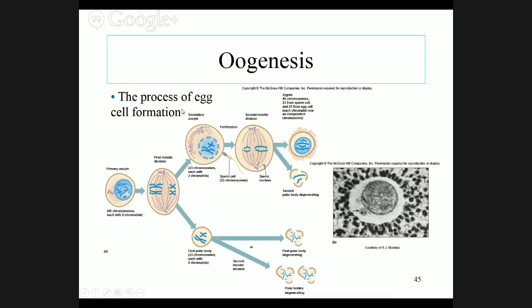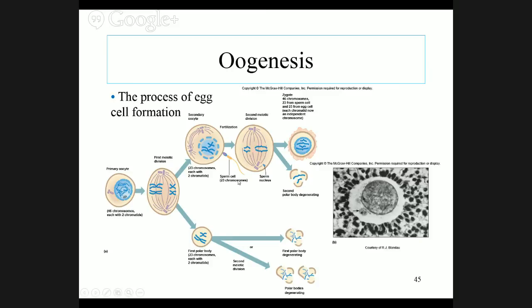Oogenesis is the process of egg cell formation. You have a primary oocyte with 46 chromosomes. There's a first meiotic division, and then you have the secondary oocyte, 23 chromosomes, each with 2 chromatids. And then you have fertilization.